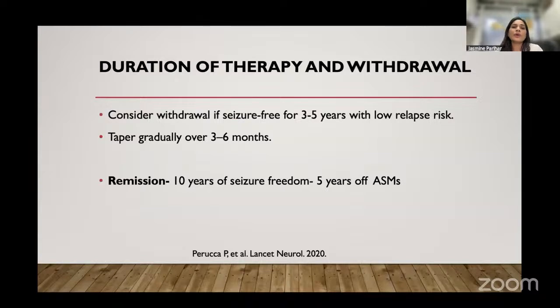Then till when should we continue the drugs, and when should we stop the anti-seizure medicines? So basically we can consider stopping or tapering. I would rather not say stopping. We should taper and then stop anti-seizure medicine if the patient has been seizure free for 3 to 5 years with low relapse risk. For example, if the patient has focal cortical dysplasia, you cannot think of tapering the medicines, because once you taper the medicine, the patient is definitely going to have seizures, because there is an epileptogenic focus which is always present in his brain. So you don't taper. So your scenario changes. Even if the patient has been seizure free for 5 years, you don't stop.